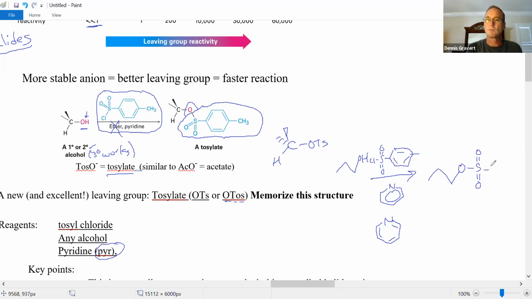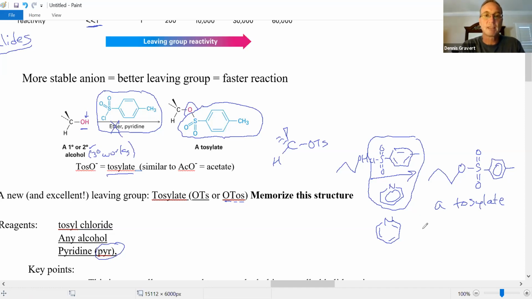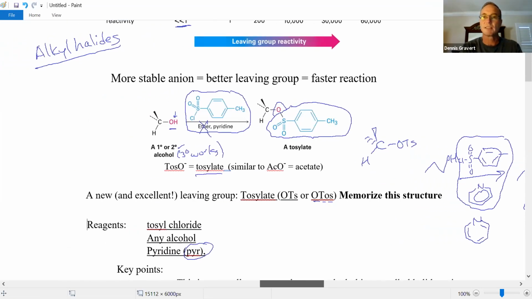But here we go. I'll draw my benzene ring that way. That is a tosylate. Okay, so you need to know these reagents because it makes for a good leaving group, and you can do these Sn1, Sn2, E1, and E2 reactions much more quickly if you have a tosylate instead of a halide.